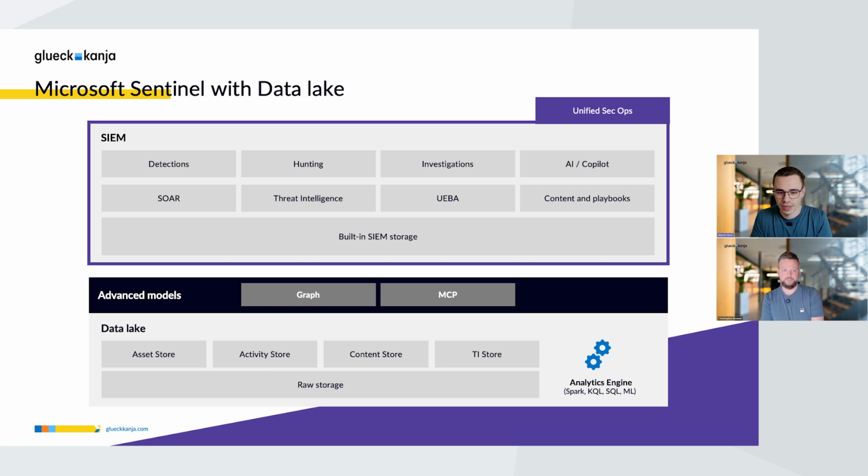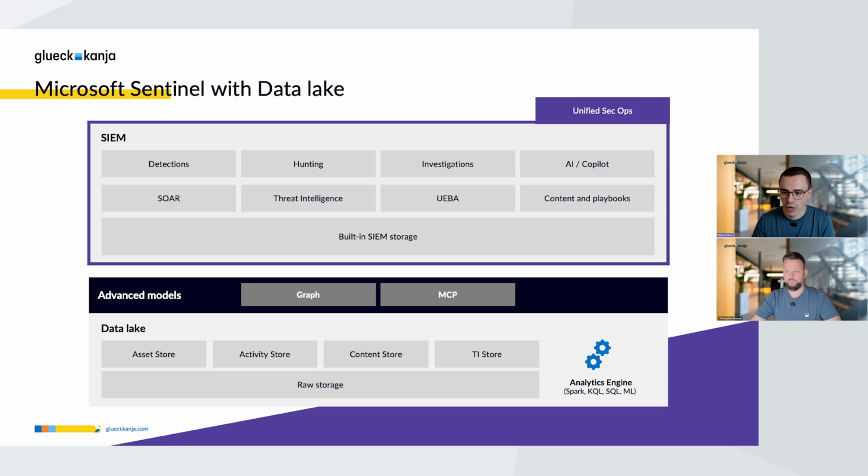So before going into the details of Data Lake, let's have a first look at our traditional SIEM solution. We are having a look at the upper purple frame here. You can see our traditional SIEM and SOAR solution, which is called Sentinel. And on the lower part, we can see the additional tools which will come with Data Lake. Of course, we have our storage in this area here. We have some kind of advanced models like Graph and MCP server, which Chris already announced. And we have an analytics engine, which consists of tools like Spark, KQL, and machine learning as well.